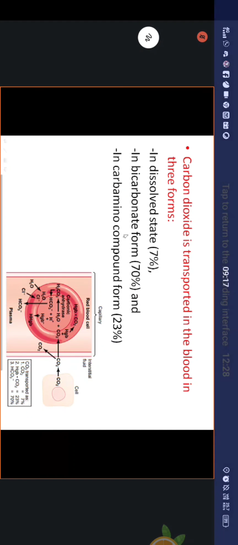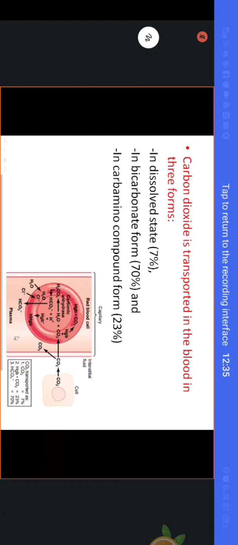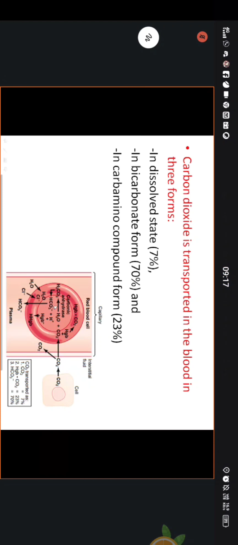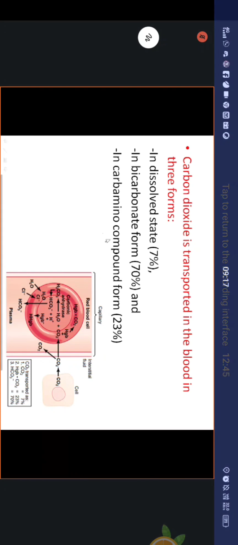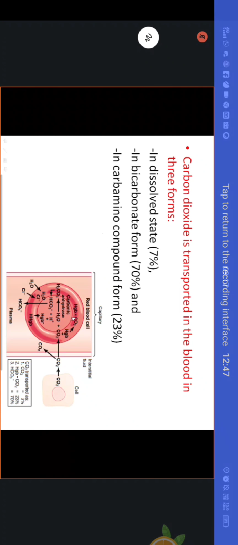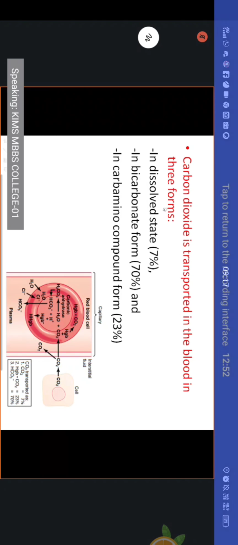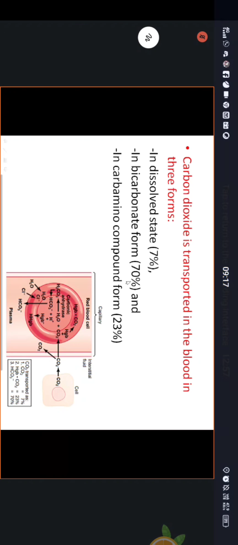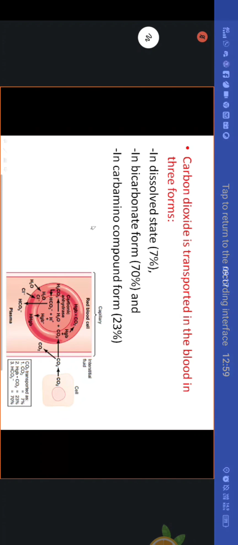It is transported in different forms. After leaving the cell, it enters the circulation. It can be directly dissolved in the plasma, or it can be converted into bicarbonate ions, or carbamino compounds, that is, combining with the amino group of hemoglobin or the amino group of plasma proteins. Among these, mostly through the bicarbonate form it reaches the lungs. Least is the dissolved state. Individually we have to discuss this.